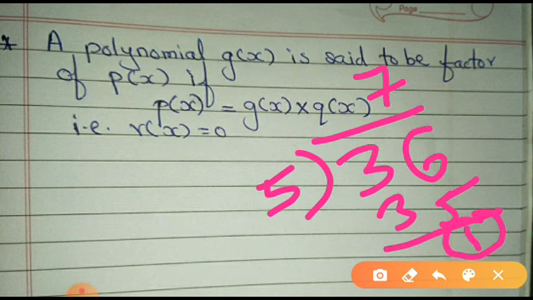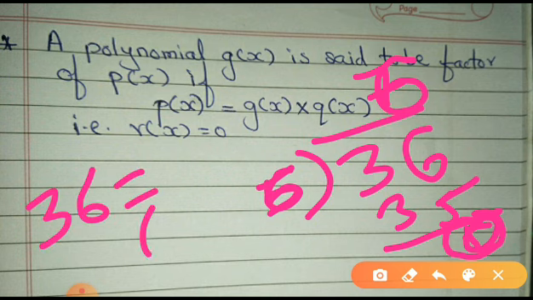If I write 6 here instead of 5, 6 6s are 36, I will get the remainder as 0. That means in that case I can say 6 is a factor of 36, or I can write 36 as 6 into some integer. Understood? I get the remainder as 0 using the division algorithm.